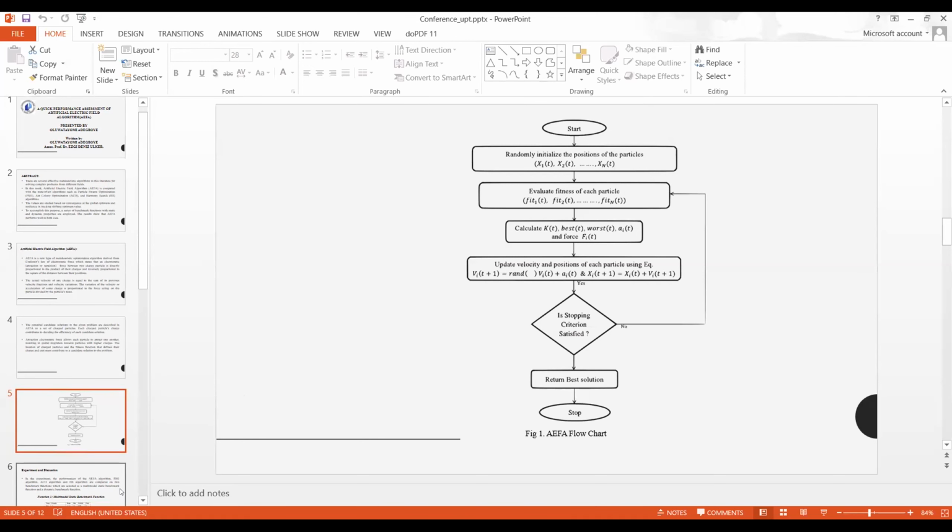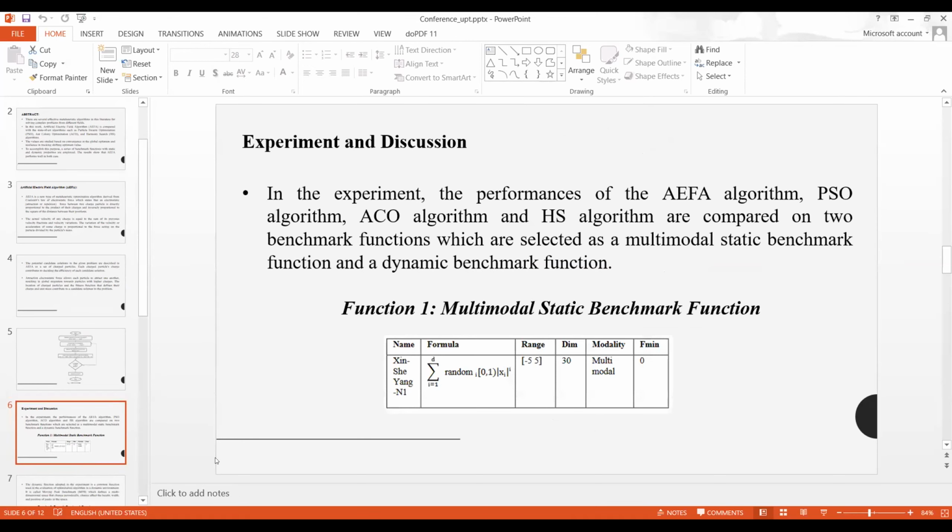In the experiment, we made use of two types of benchmark function, the static benchmark function and also the dynamic benchmark function. For the static benchmark function, we use a more complex kind of problem called the multimodal static benchmark function. It has several global optimum values, which tests the capacity of the algorithm to explore or exploit the search space to look for the best amidst all the global optimum values.